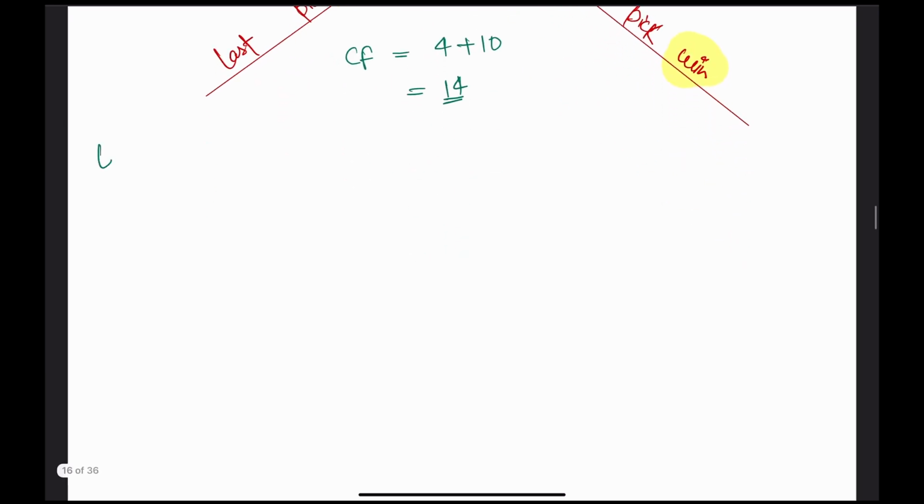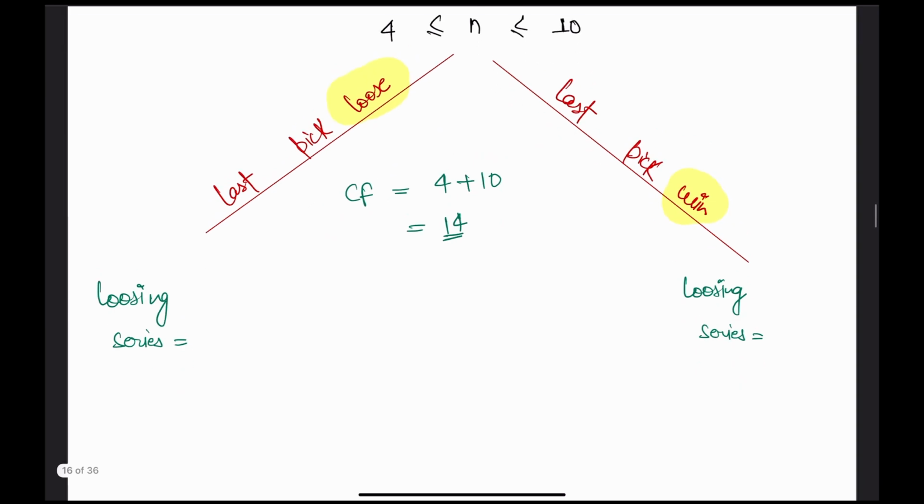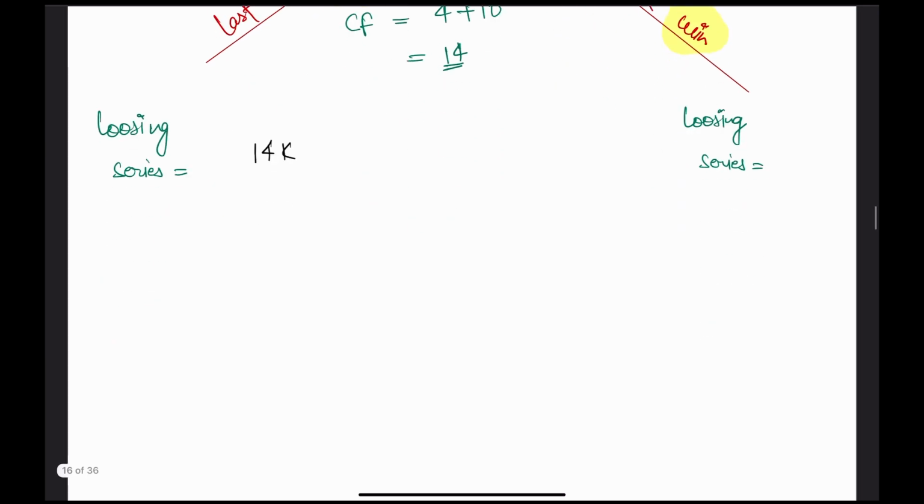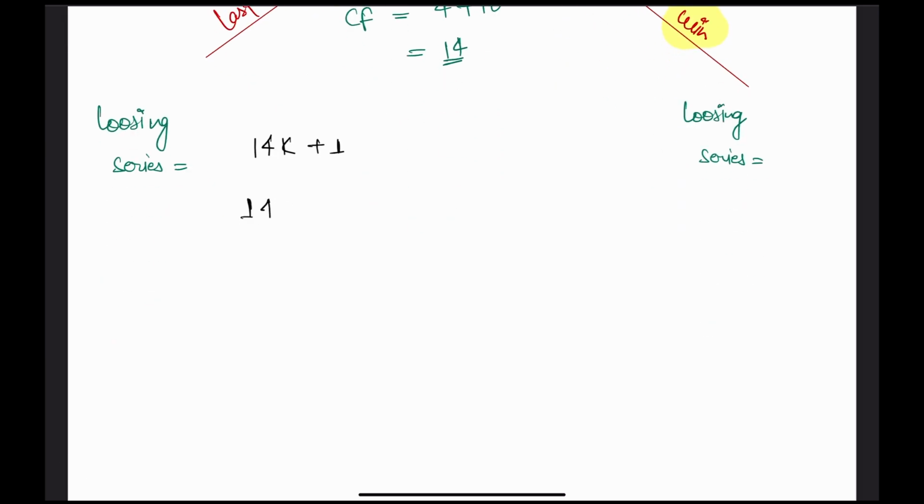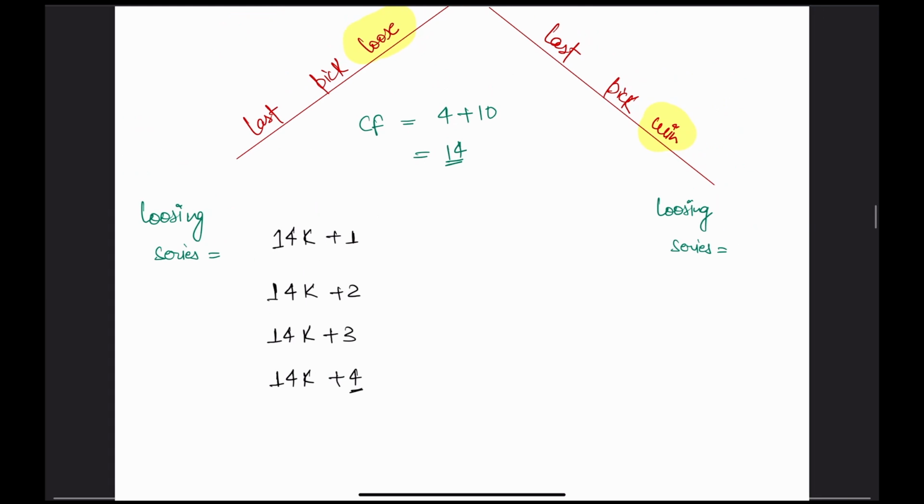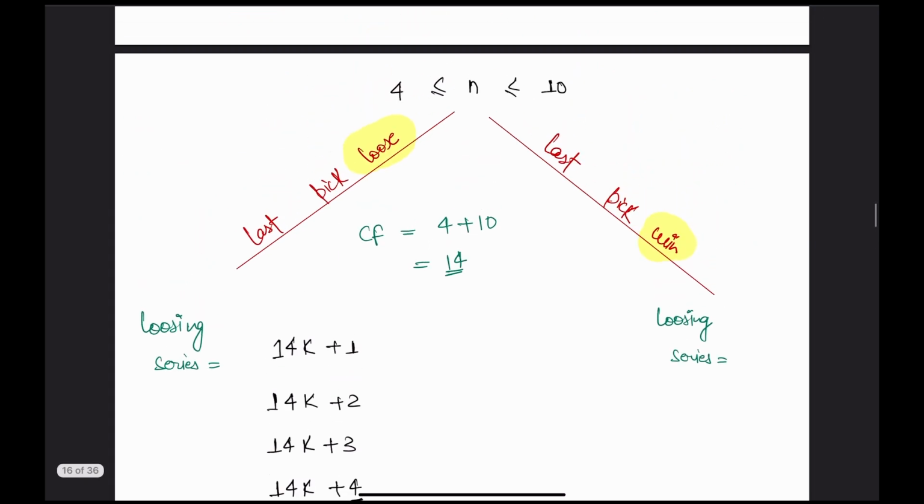So the losing series, let me just write first losing series, then I will write all the losing series. Losing series in this case will be again how it started. So 14k, we remember 14k plus 1, 14k plus 2, 14k plus 3, 14k plus 4. This is for losing series of the person who picks the last pick.